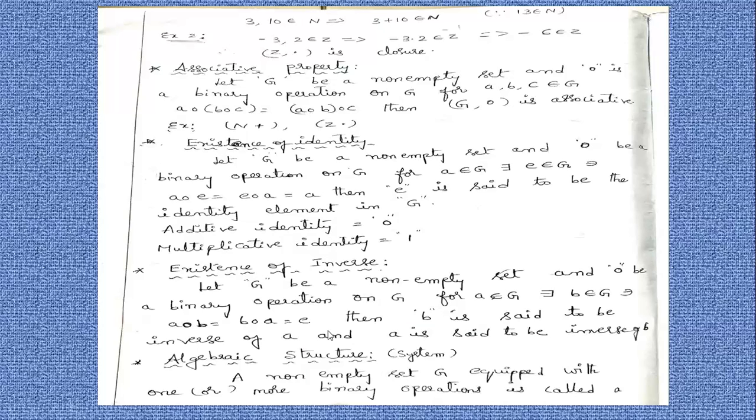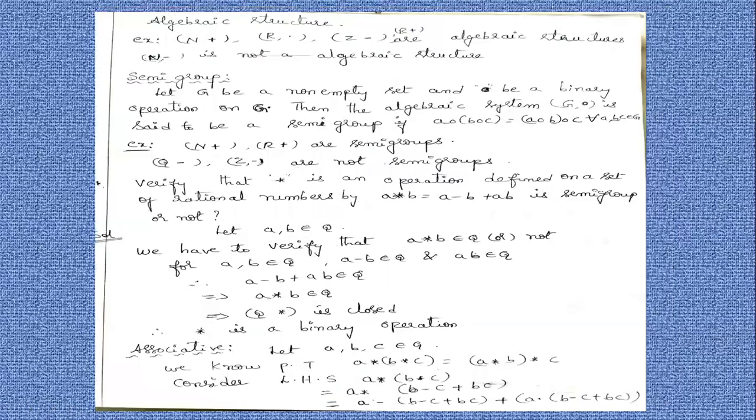Okay, now we are discussing algebraic structure, or algebraic system. Listen carefully. Already we applied (G, circle) is closed, (G, dot) is associative, and (Z, plus) is closed. This type of indication of structure, which we write in brackets, is called the algebraic structure. Listen carefully. A non-empty set G equipped with one or more binary operations is called an algebraic structure. Best examples of algebraic structures are (N, plus), (R, dot), (Z, minus), (R, plus), and so on.